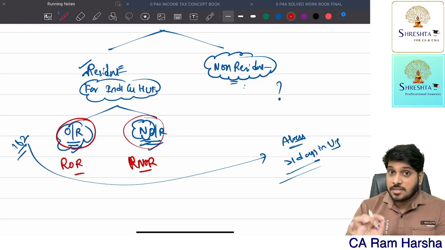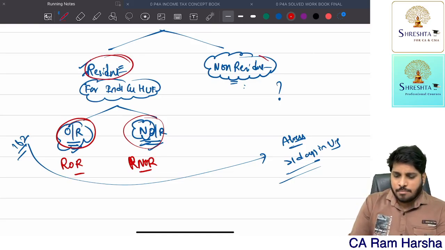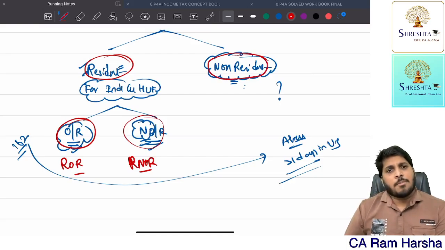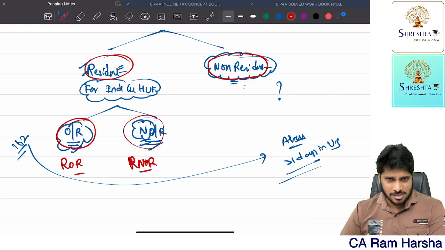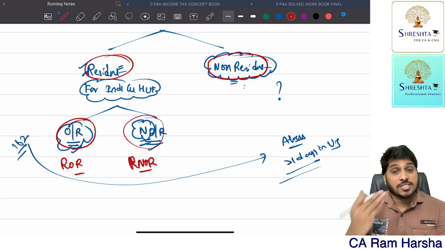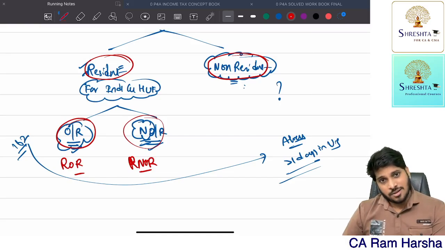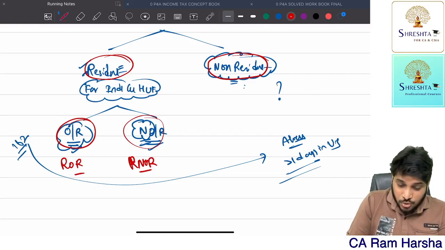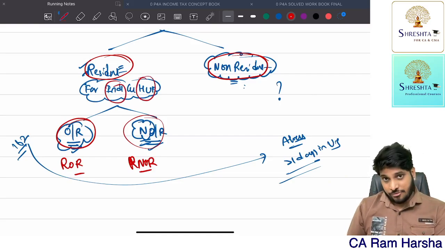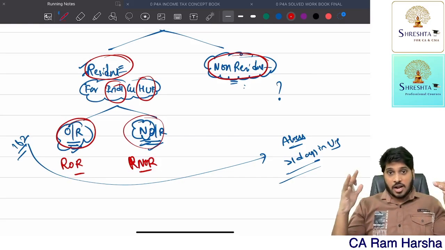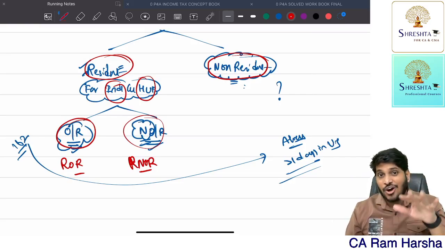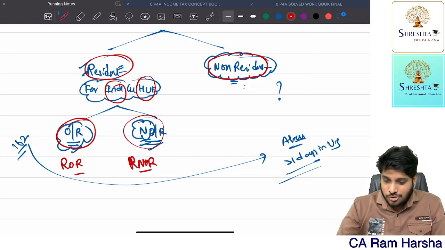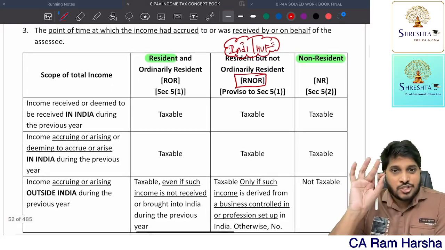Suppose the taxpayer is a company, only two categories: either a company can be a resident or non-resident. A partnership firm or LLP can be either a resident or non-resident. A society can be a resident or non-resident. AOP or BOI, resident or non-resident, that's it. Only for individuals and only for HUF, we not only classify resident and non-resident, we have an in-between category RNOR: a resident, but not ordinarily resident.